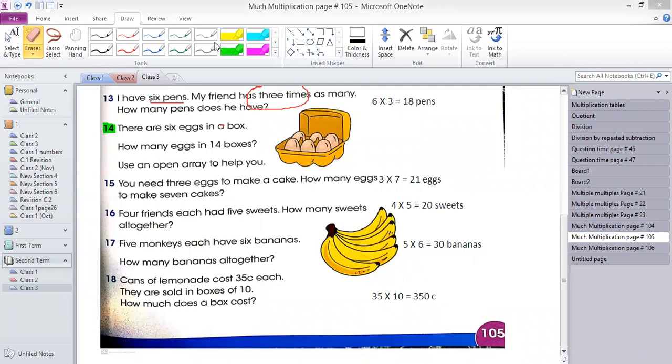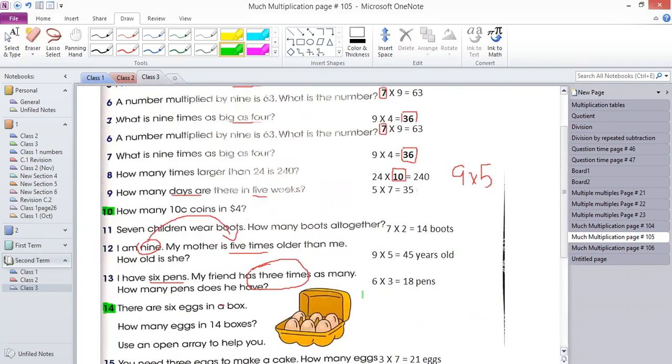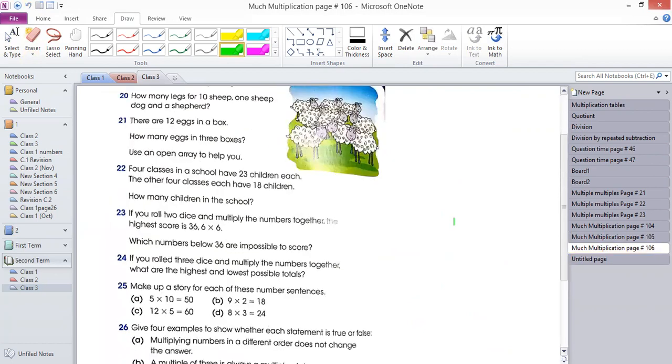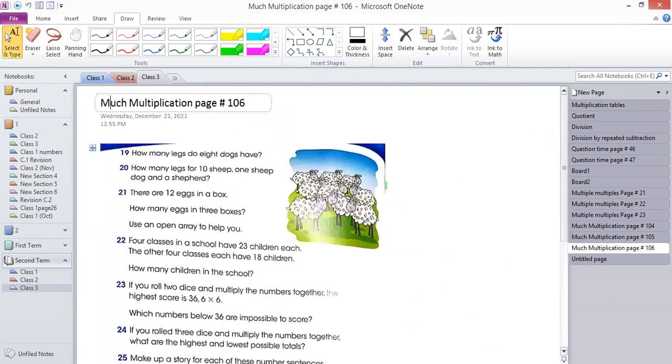You can look here also. Much multiplication, the same page. We did not change the page. Page number 105. So we finish up to question number 18, question number 10 and 12 here. We did not complete. Come to page number 106, guys.